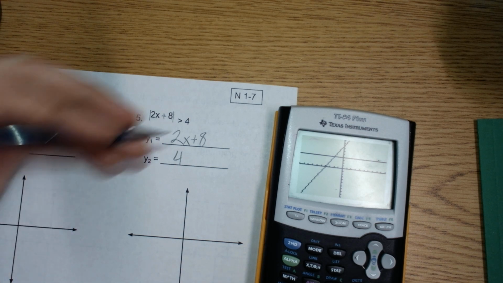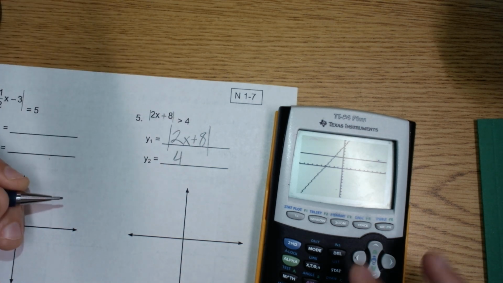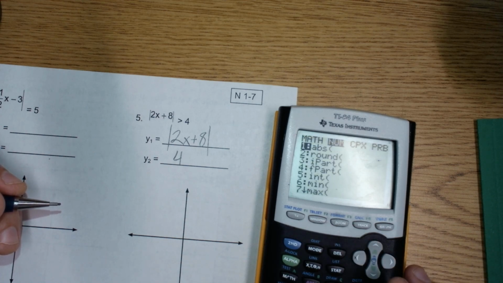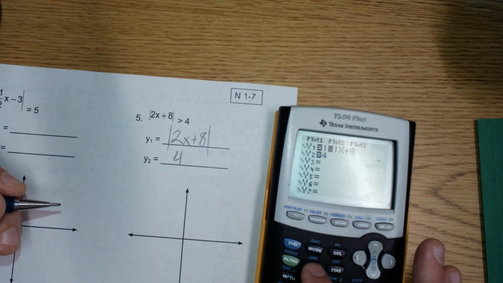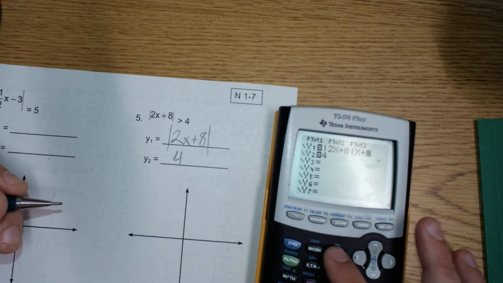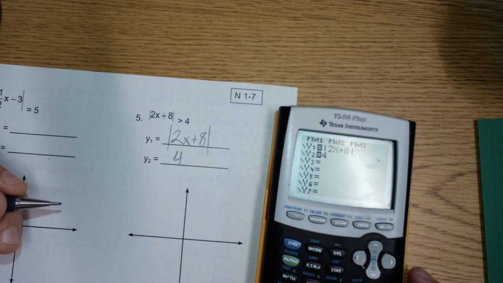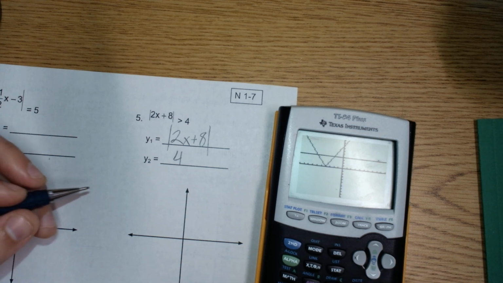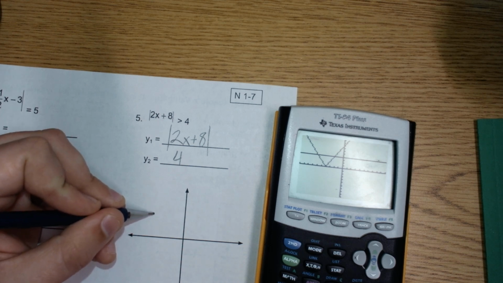Oh, you know what I did not do? That should be the absolute value. I'm just ignoring it right there, so let's fix that real quick. Math, number, and then 1, absolute value of 2x plus 8. Now it'll look like it should. Okay, so we've got our function there. I'm going to draw it as I see it.